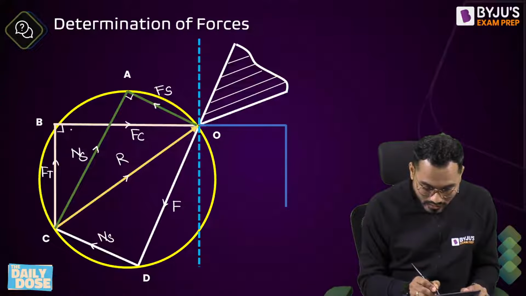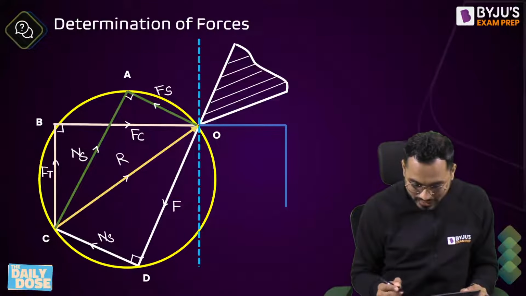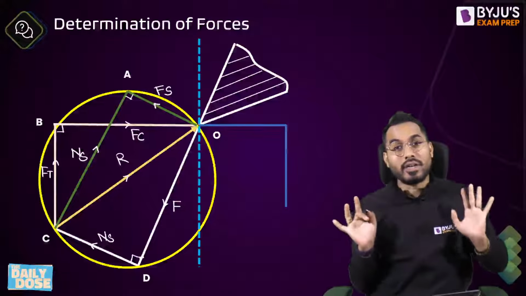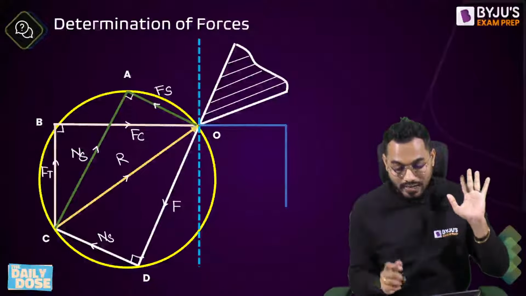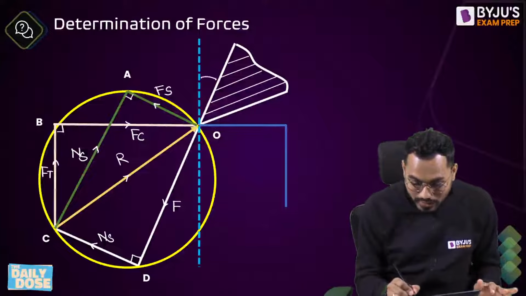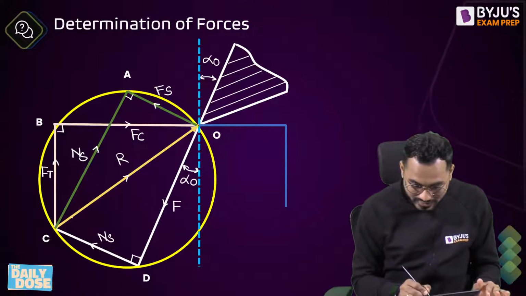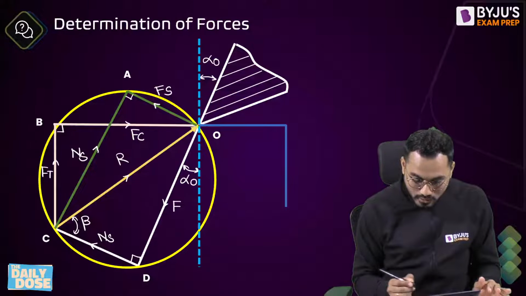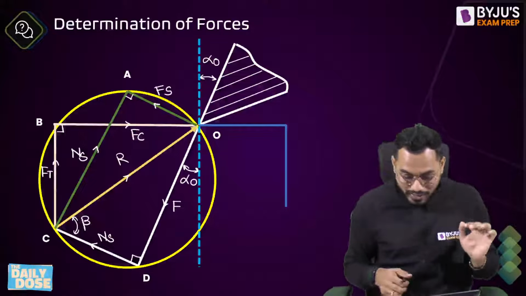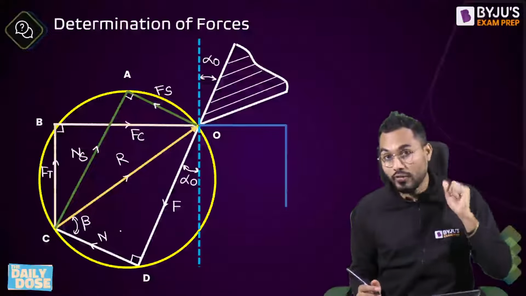So there are three right angle triangles. Three right angle triangles are included in that particular circle, and the circle diameter is exactly equal to the resultant. Now the angle made by the rake surface with the reference plane is the orthogonal rake angle alpha 0. So this angle will also be exactly equal to alpha 0. This angle is exactly equal to what? Beta, because we know that tan of beta is equal to F divided by N. So this is not NS, it is normal to friction force F.